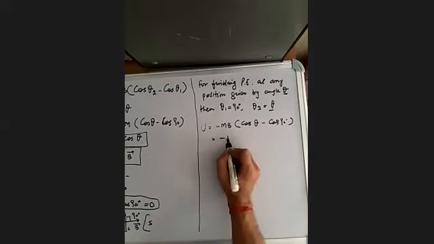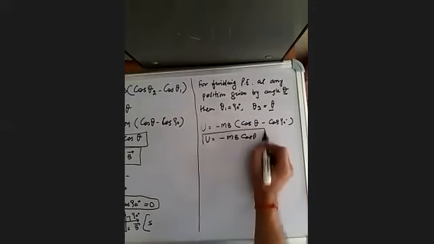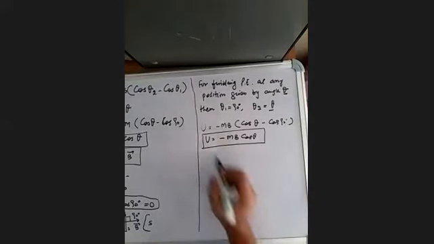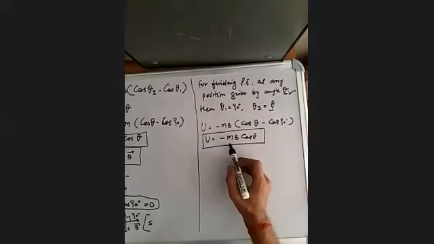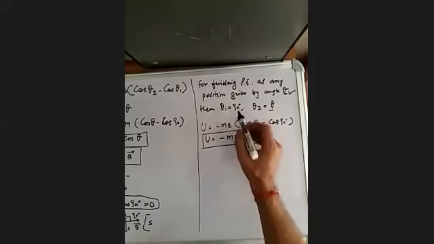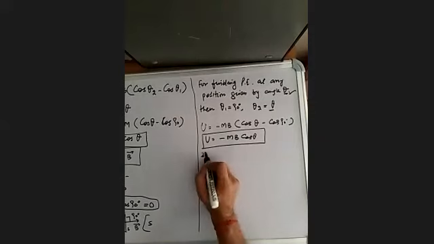It becomes equal to minus MB cos theta. So always when in the numerical it is asked that you have to find out the potential energy of a dipole in the field which is making angle theta with the field, or the m vector is making angle theta with the magnetic field, then we use this expression by taking theta 1 equal to 90 degree.